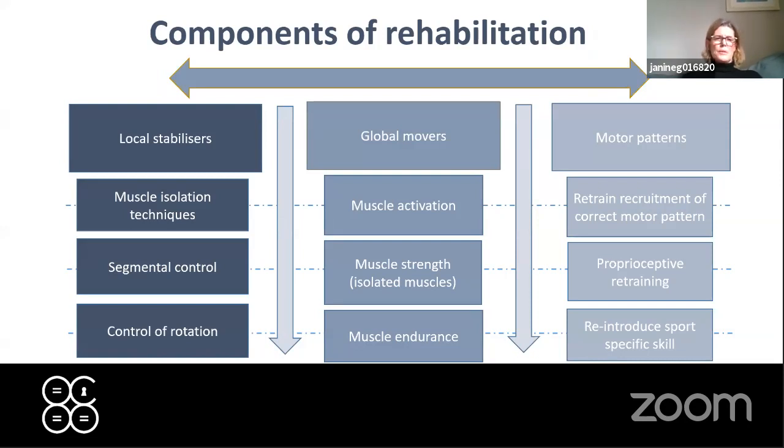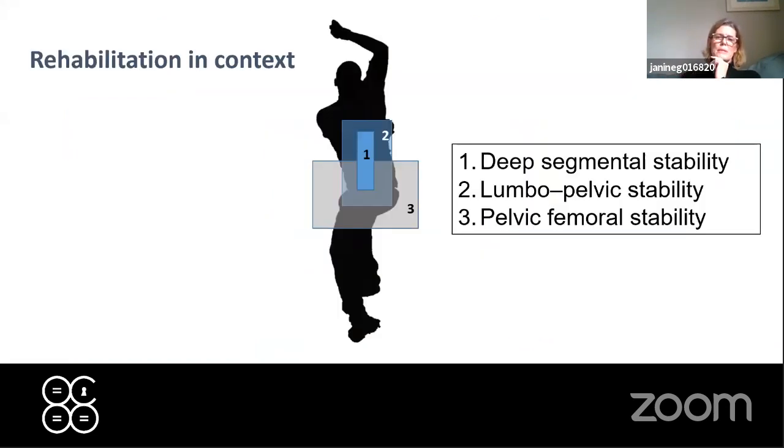And I think I've spoken to this. We need to make sure that local stabilizers are activated so that there's good segmental control, that we're not loading one joint more than others. Our global movers need to be activated, strong, and have endurance. And we need to make sure that we're using the correct pattern.